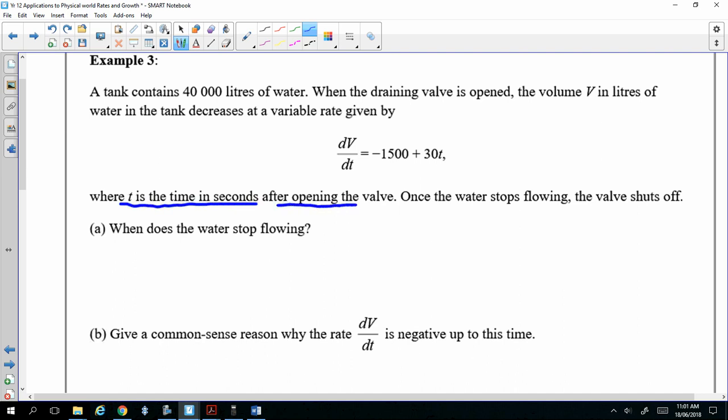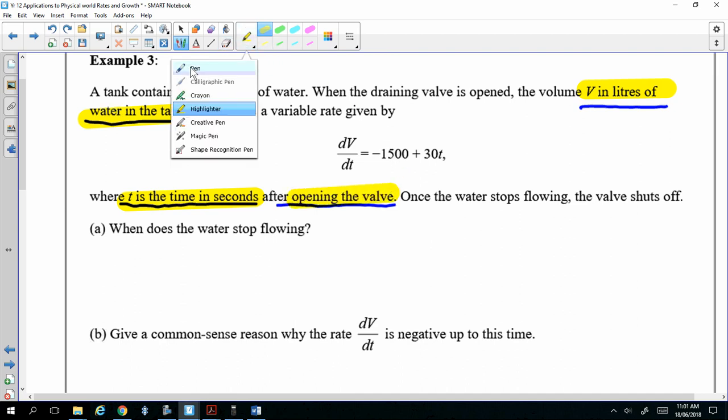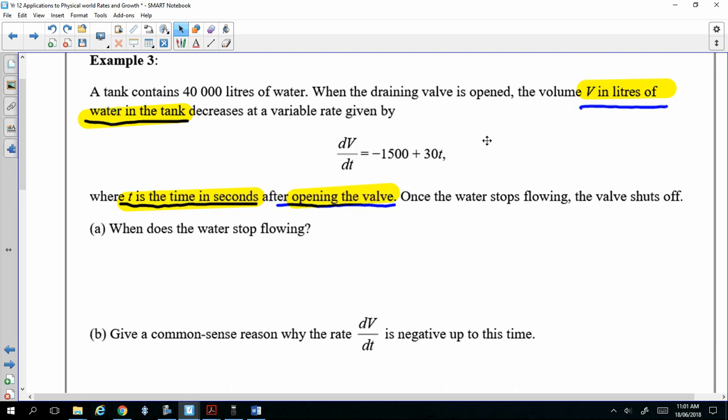So you have to read this question. Maybe we'll use a highlighter, so better. So V is the water in the tank. These are the keywords. T is the time in seconds after opening the valve. Okay, so now we'll go back. Once the water stops flowing, the valve shuts off. Okay, so now what we do is we'll look at the first question. When does the water stop flowing?